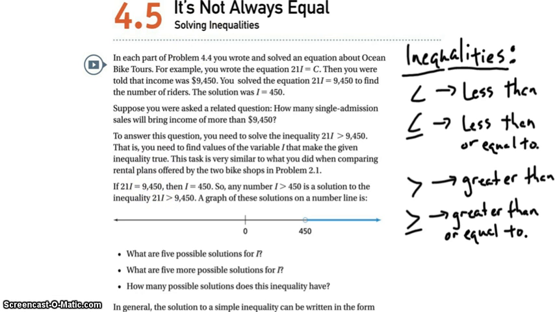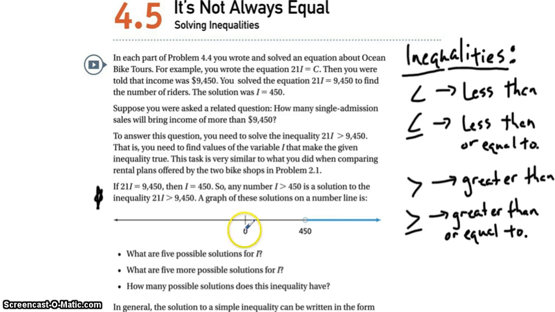There was the bell. All right, so we're going to take a look down here, and it says that if 21 times I equals 9,450, then I would equal 450. So any number I greater than 450 is a solution to the inequality 21 times I is greater than 9,450. A graph of these solutions on a number line is this.